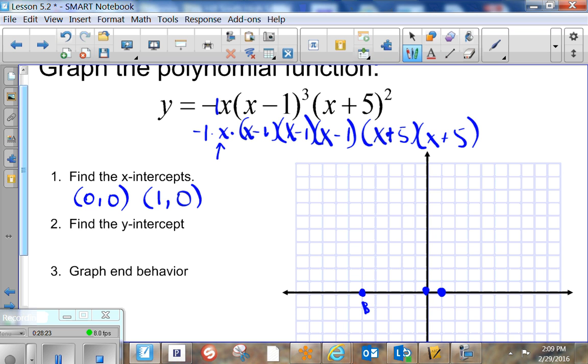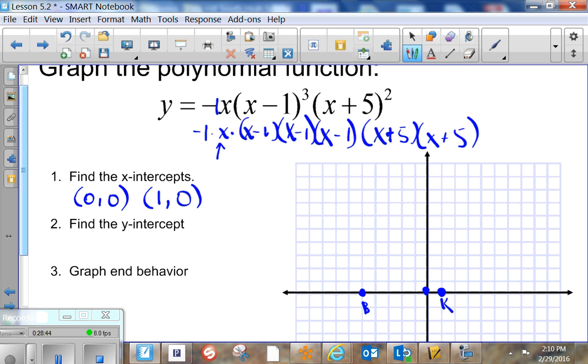What's it going to do at this 1? It's going to twist, squiggle, kink, whatever you want to call it. I'm going to put a T for twist. And I'll put a K for kink. Where is that? At 1. I'm going to kink or twist or something here.